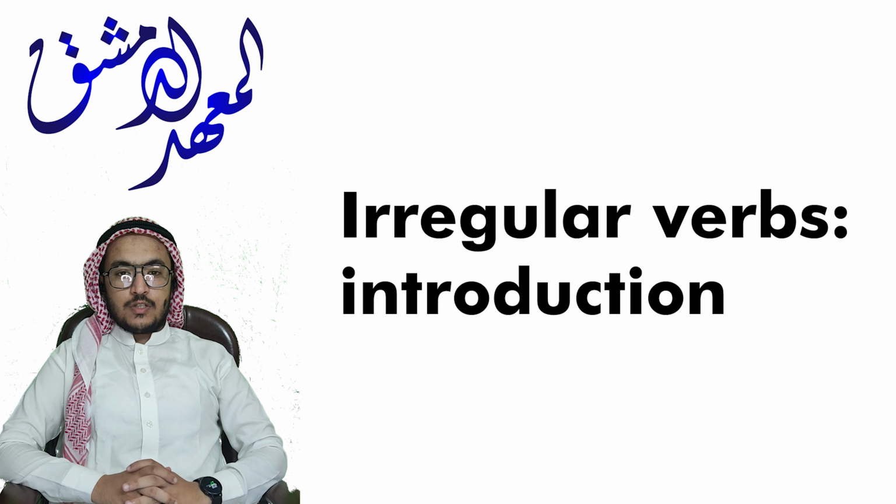For defective 1, we have shaka, which means to complain. Ana shakutu, anta shakuta, anti shakuti, huwa shaka, hiya shakat, nahnu shakuna, antum shakutum, antunna shakutunna, hum shaku, hunna shakun. The type 2: ana mashitu, anta mashita, anti mashiti, huwa masha, hiya mashat, nahnu mashina, antum mashitum, antunna mashitunna, hum mashaw, hunna mashina.